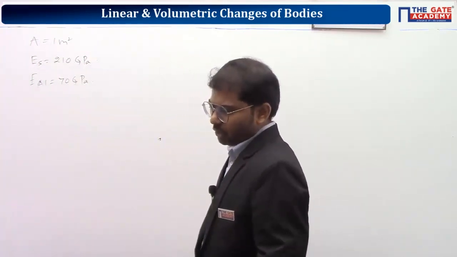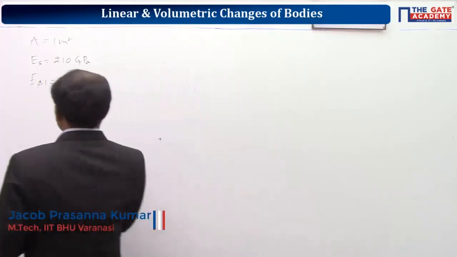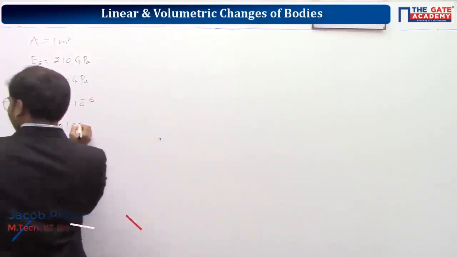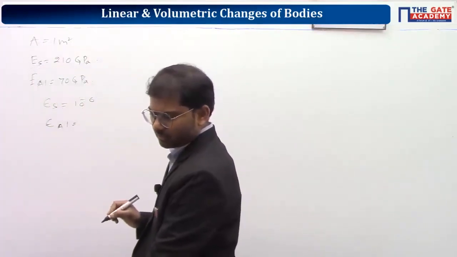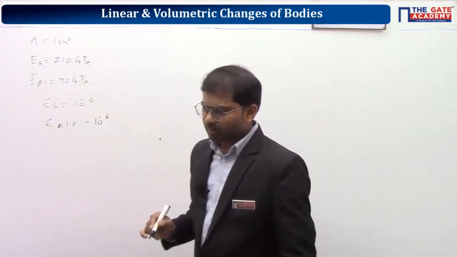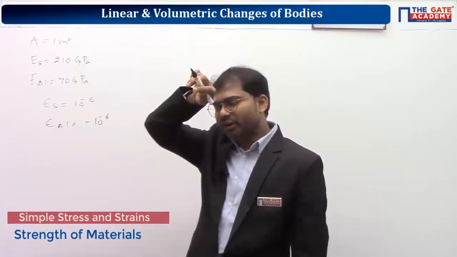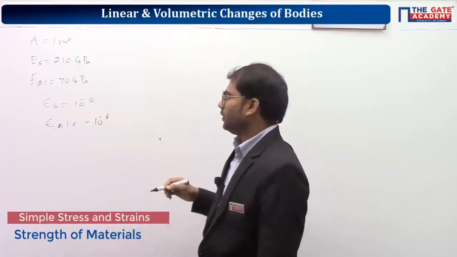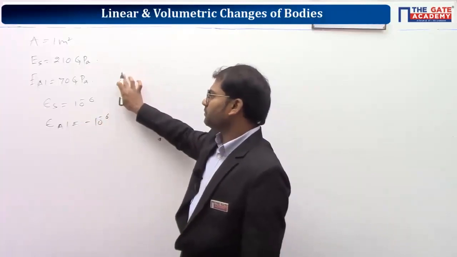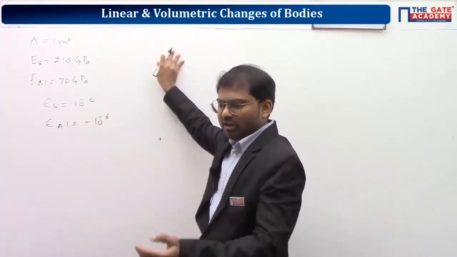As shown in the figure, to maintain tensile axial strain of magnitude 10 power of minus 6 in the steel bar, so strain in steel is 10 power of minus 6 and strain in aluminium is given as minus 10 power of minus 6. Okay, so the magnitude of the required force P along the indicated direction is, so we have to get the value of the magnitude of force P. Here the Young's modulus of steel and aluminium and the strains are given. We should get the corresponding value of force P.